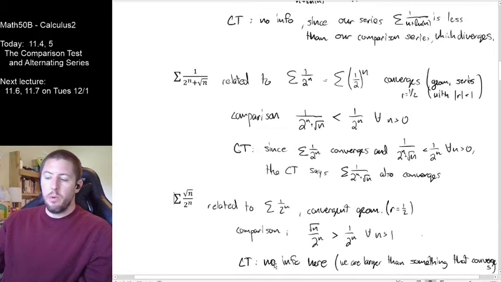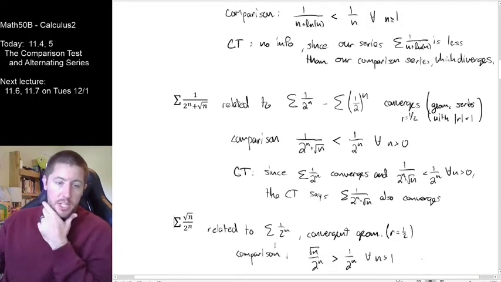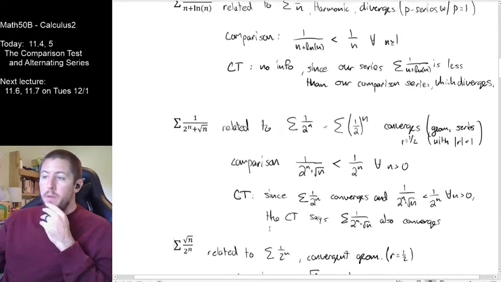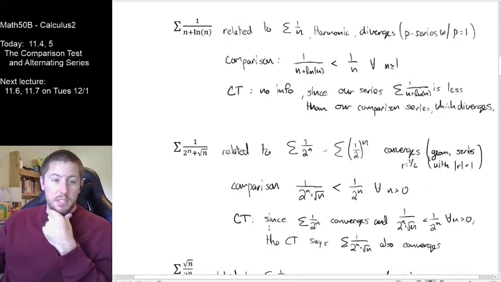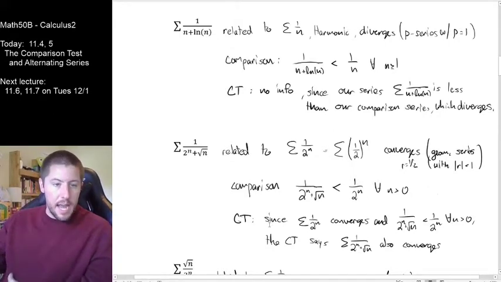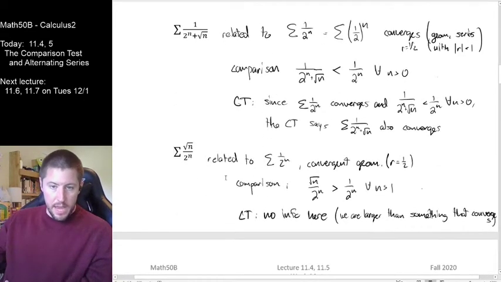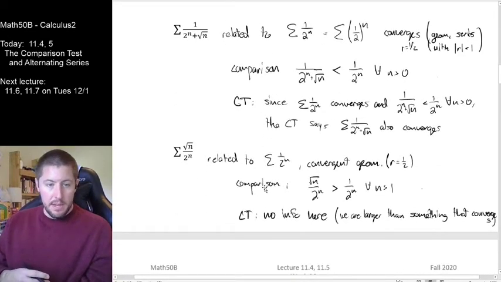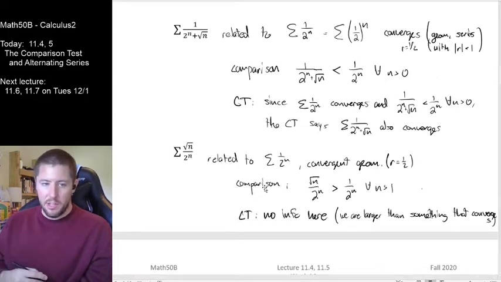In the two scenarios where we decided there was no information, it's possible that maybe we just need to compare against a different series. I only tried the one easiest thing I could think to try in each of these two cases right here. Maybe you can come up with a different series to compare against that does allow you to draw the conclusion.